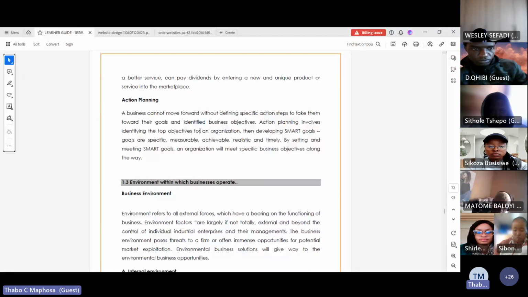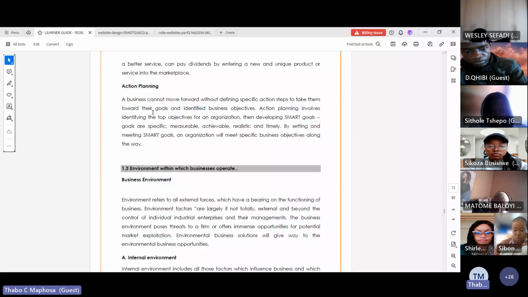And then action planning. A business cannot move forward without defining specific action steps to take them towards their goals and identify business objectives. So each and every business is supposed to have something called an action plan. An action plan is basically based on what they call SMART goals. That is what an action plan is based on. And everything that you do in a business has to be designed around your action plan.